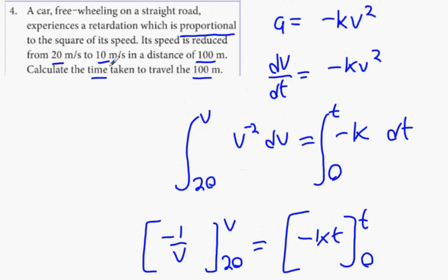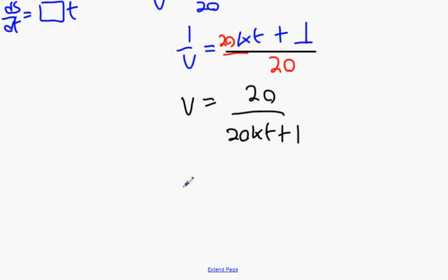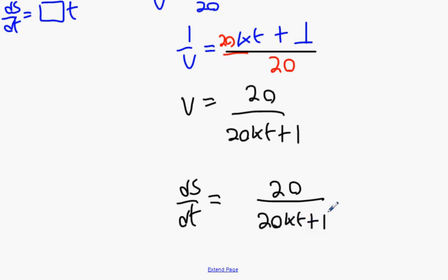Okay, that's v in terms of t. The question relates back to calculate the time taken to travel 100 meters. So I'm going to get s in terms of t now. The v changes into ds/dt: ds/dt equals 20 over 20kt plus 1.